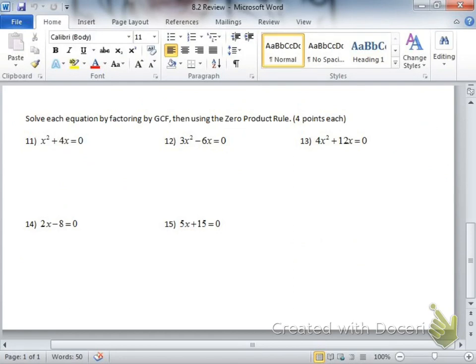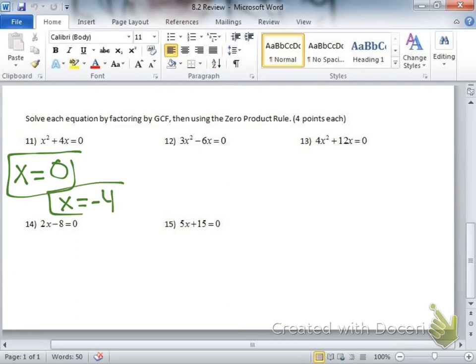We already did number 11 earlier together on the board. We came up with the solutions of 0 and negative 4. Does anyone need to see those again?